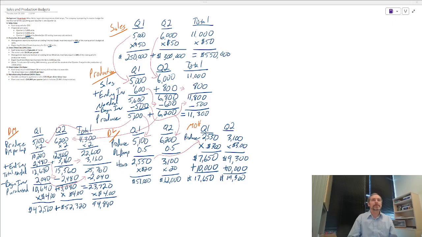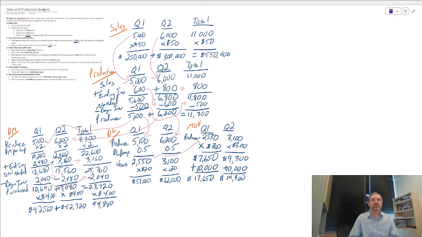And so we pull the sales numbers from the sales budget into the production budget. So that's how those two flow together. We calculate how much do we need to produce. We take into account how much do we want in our ending inventory and how much did we already have to begin with.